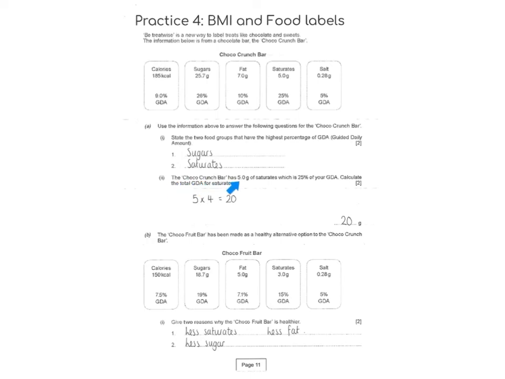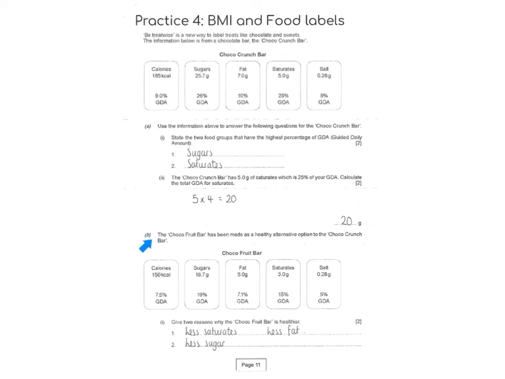The Cocoa Crunch bar has 5 grams of saturates, which is 25% of your GDA. Calculate the total GDA for saturates as well. So if 5 is 25%, 25 goes into 100 four times. So we do 5 times 4, which is 20 grams.